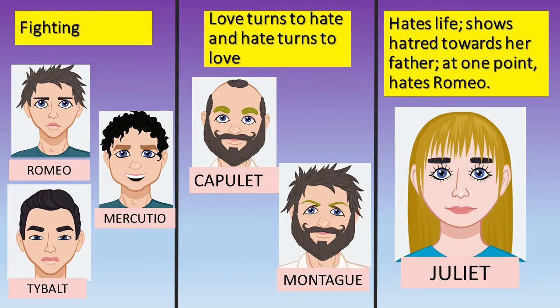So these are the moments that we're going to be exploring in our essay today. We're going to be writing about the fighting that takes place, and Romeo's involved in that, as is Mercutio and Tybalt. We've got love that turns to hate, and hate that at the end of the play turns to love, that's shown between Capulet and Montague.